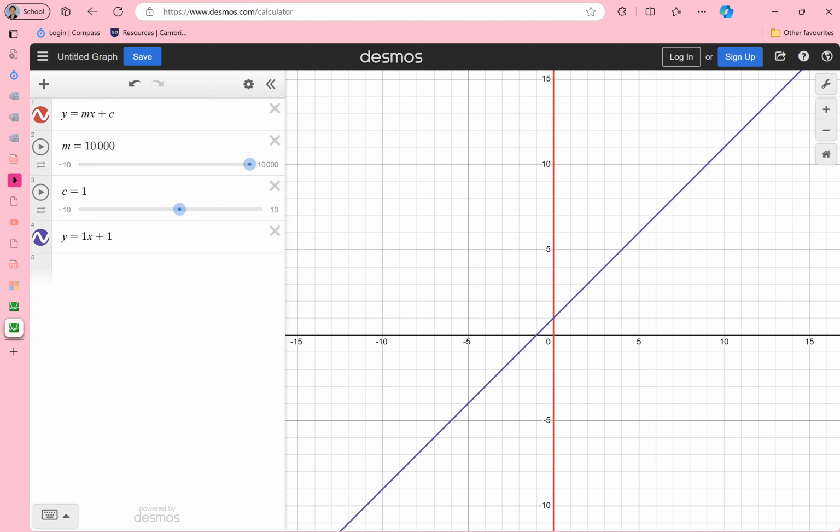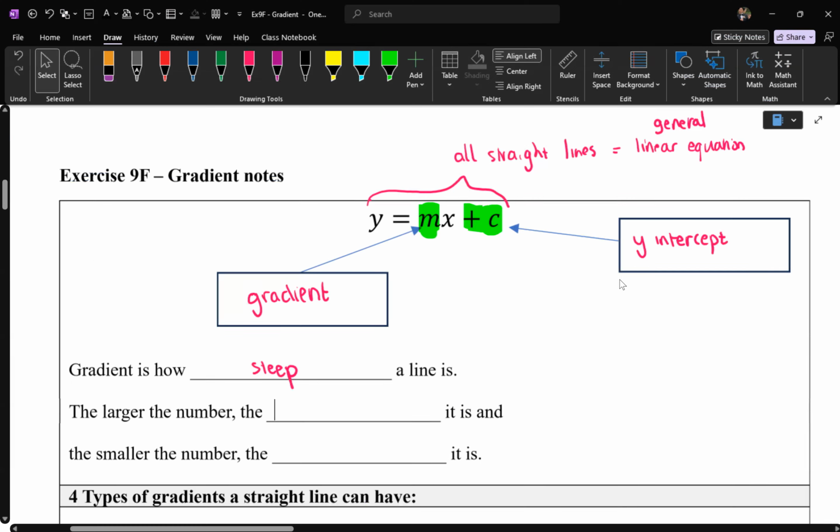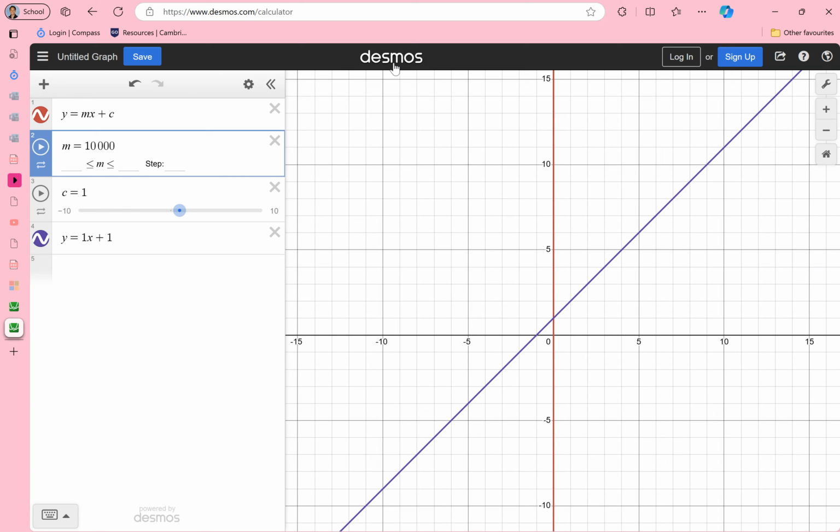So if you compare it to the purple line, it's almost like it's vertical, but it's not, all right? So what I want you to write here is the larger the number, the steeper it is. And the smaller the number, so let's go on the other end, okay? So let's say I make M really small now, okay?